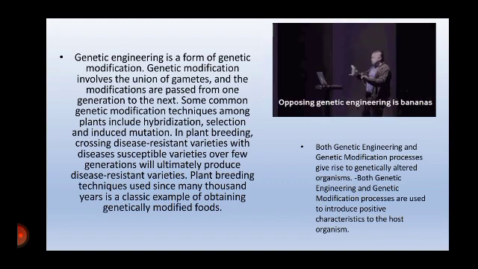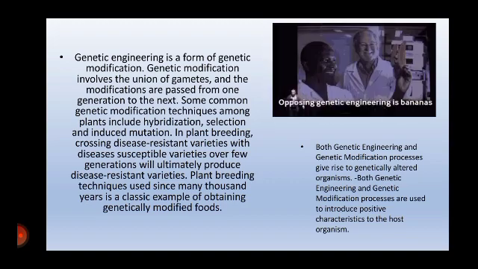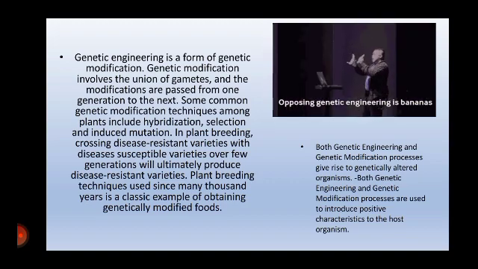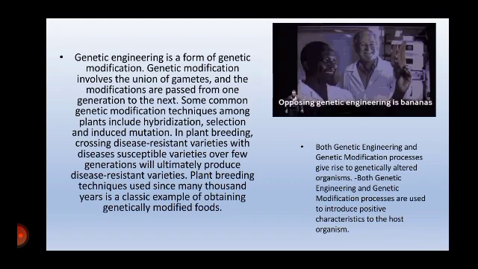In plant breeding, crossing disease-resistant varieties with disease-susceptible varieties over a few generations will ultimately produce disease-resistant varieties. Plant breeding techniques, used since many thousands of years, are a classic example of obtaining genetically modified foods.